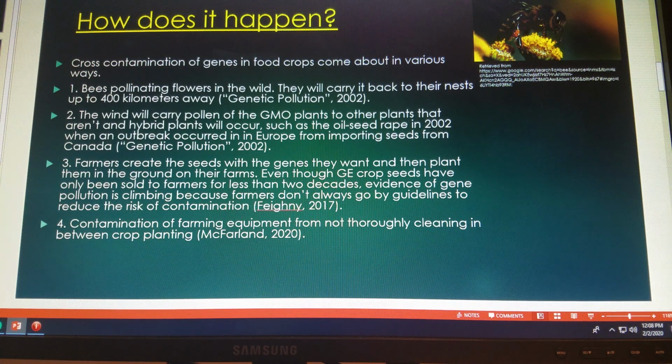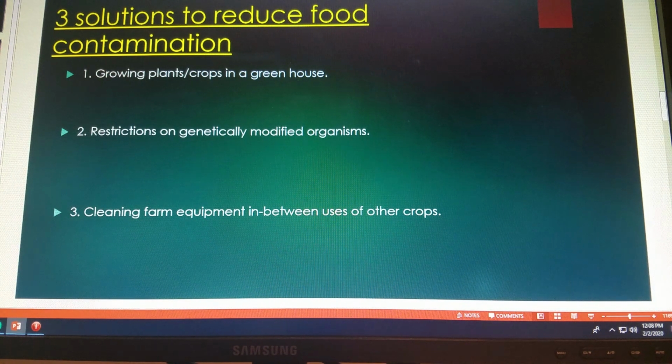And then number 4, contamination of farming equipment, because they are also not thoroughly cleaning their equipment in between their crop planting, which can be beneficial if they did do that. So what are 3 solutions to reduce food contamination?